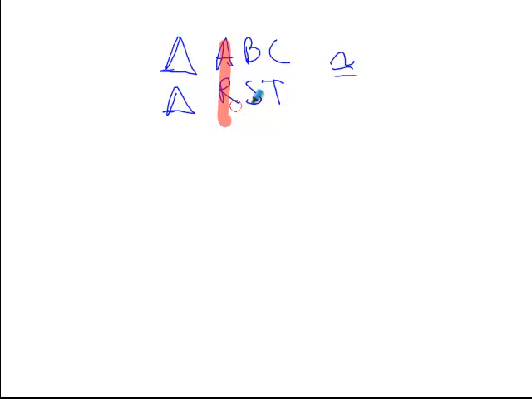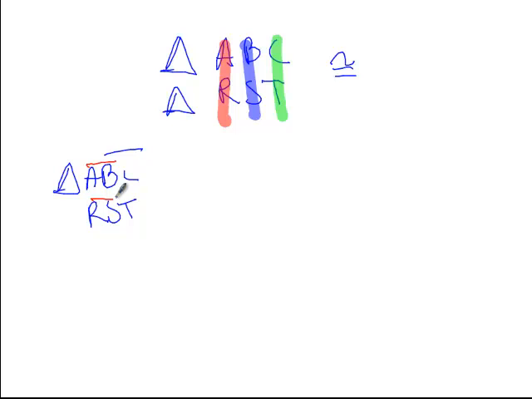If I write them so that their letters correspond, A and R are corresponding parts. B and S are corresponding parts. C and T are corresponding parts. Not only could I do that, but I could also write it again. Triangle ABC and RST. I could also say that AB and RS are congruent. I could say that BC and ST are congruent. And I could say that CA and TR are congruent, or AC and RT.